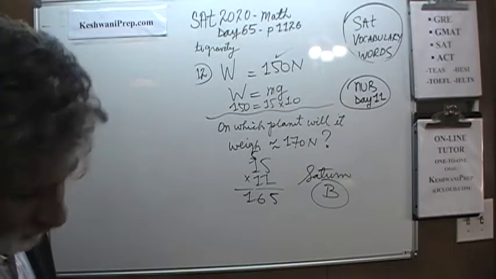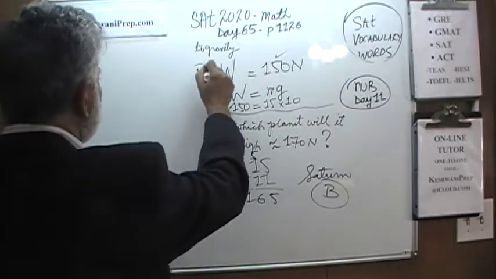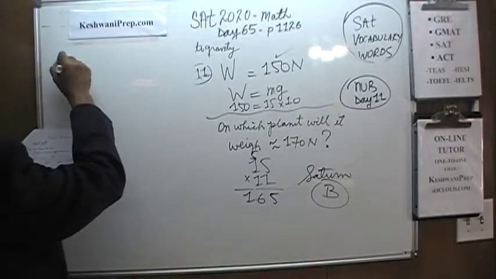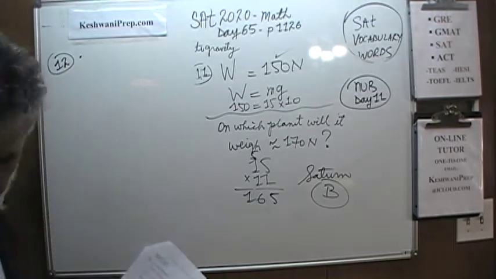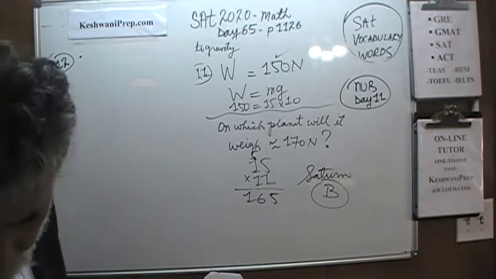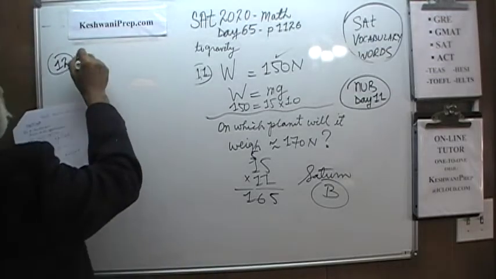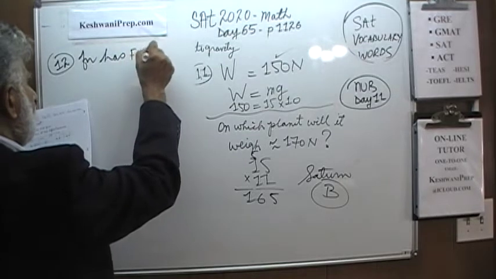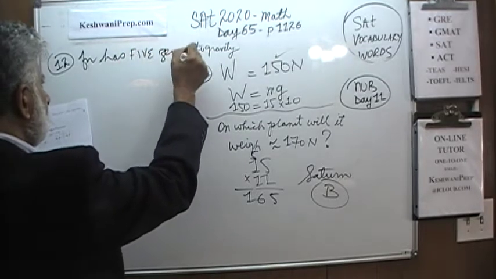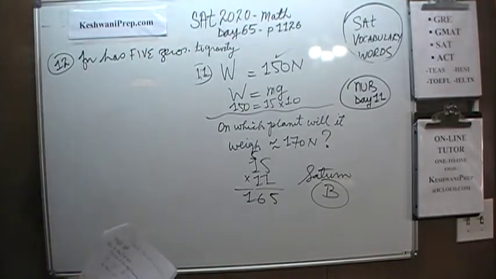Number 12. Well, if you're doing number 12, that must be number 11. Number 12. We are told that the function has five zeros. What does it mean, five zeros?